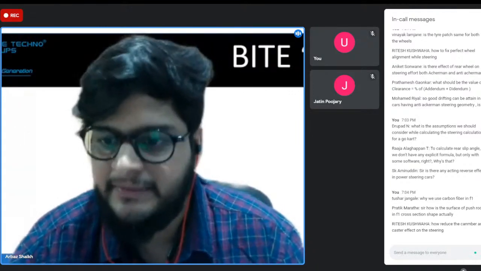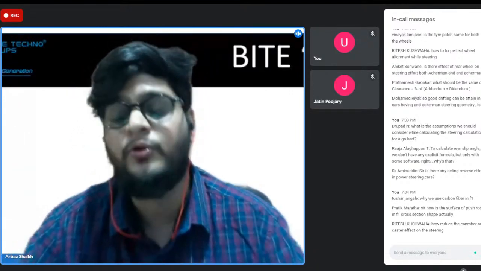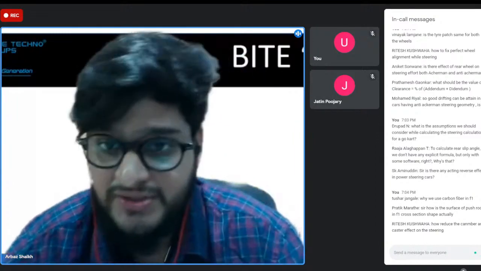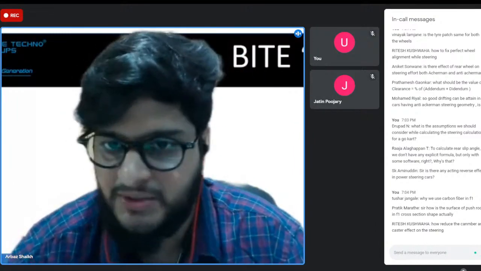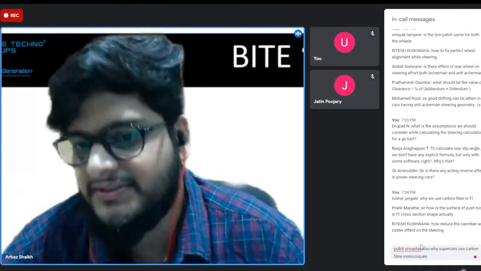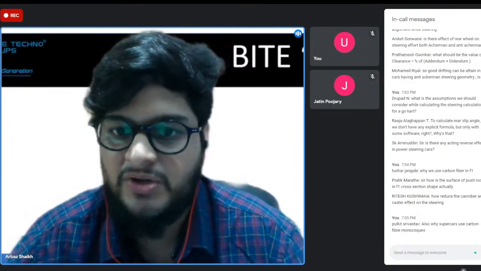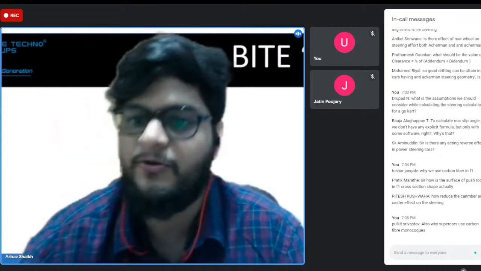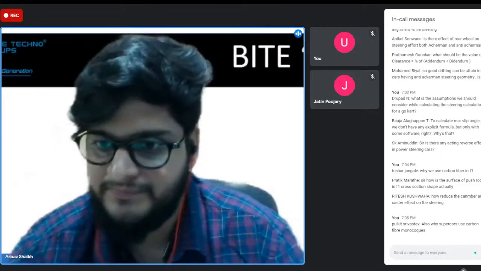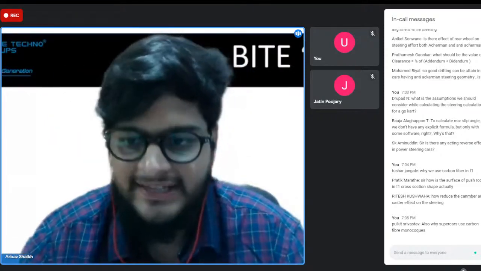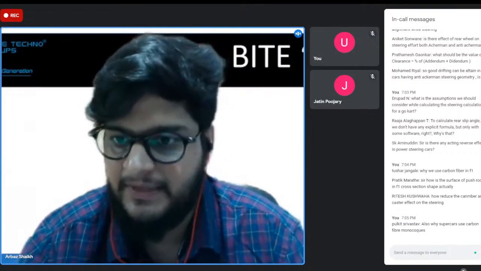Kashiram is asking, if anti-Ackerman is used in a heavy vehicle, then what would happen? If anti-Ackerman is used in heavy vehicles, first of all, the tires will burst left and right. For each turn, they would have to change the tire. Secondly, it wouldn't work that much because lateral load transfer is not as much as in a Formula One vehicle, because the speed is very low. However, I'll explain the slip and slip angle once again.